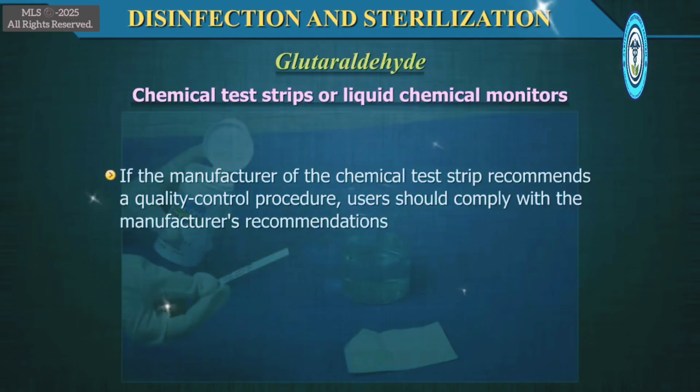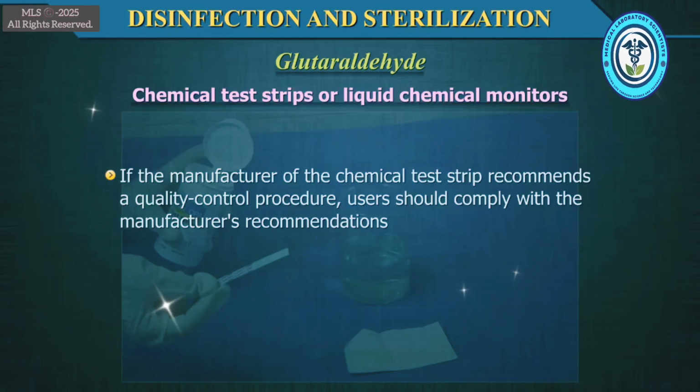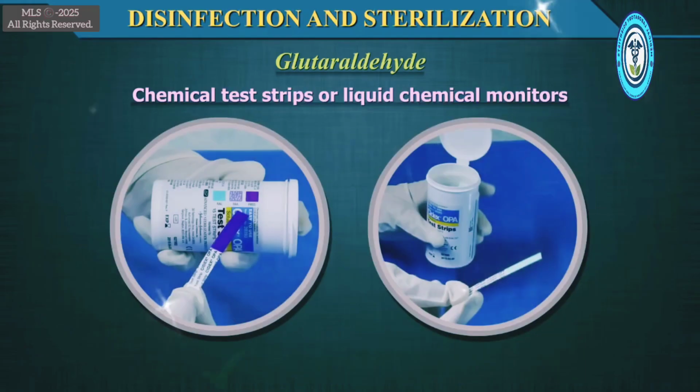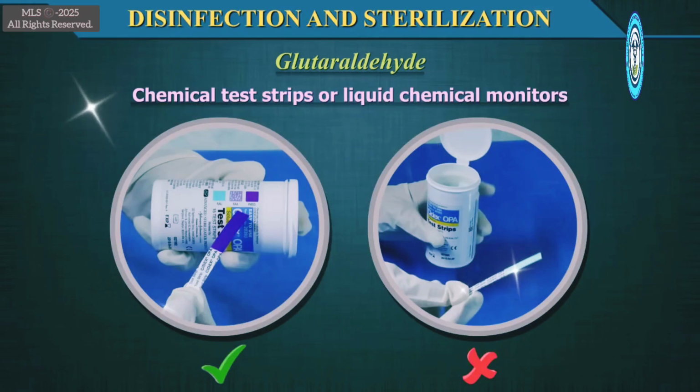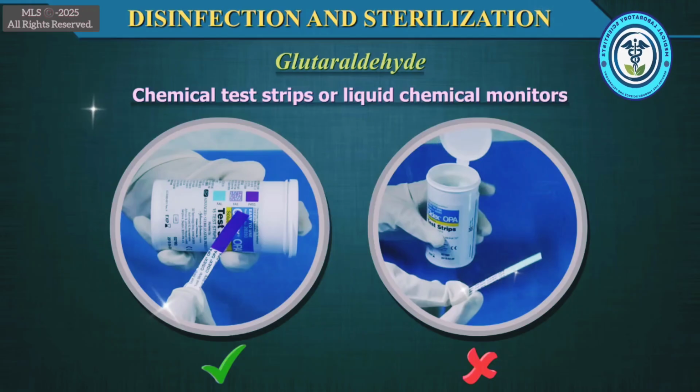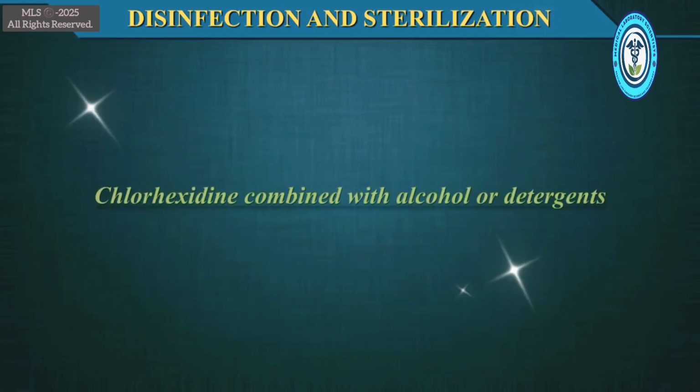If the manufacturer of the chemical test strip recommends a quality control procedure, users should comply with the manufacturer's recommendation. The concentration should be considered unacceptable or unsafe when the test indicates a dilution below the product's minimum effective concentration, or MEC, by the indicator not changing color.